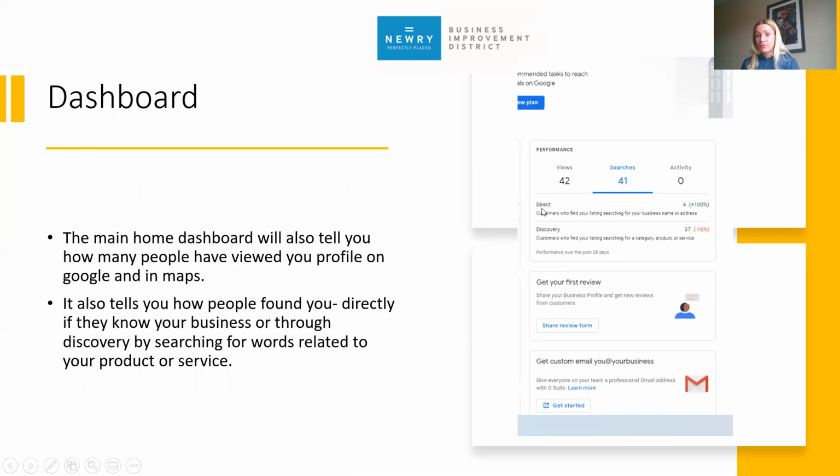Did they come directly by searching for your business name, or did they come via the mode that they call discovery, which is they were searching for a category or a product? So they were searching for Cafe Newry rather than the Newry Cafe, which would throw up lots more results. I think it's really, really important, if you're interested in search engine optimization and looking at how people are finding your business, to look at those insights and to see how people are discovering your business.